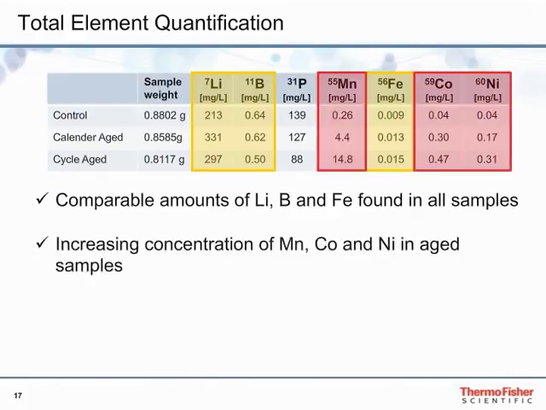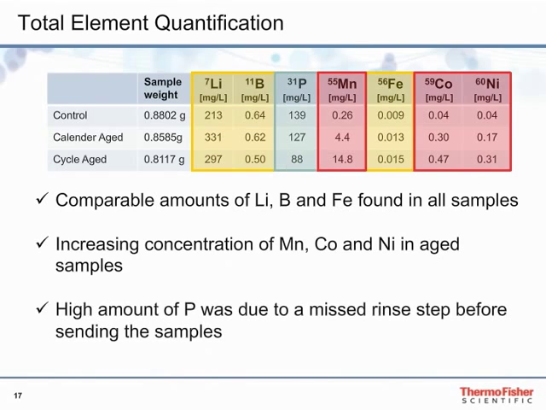Results from manganese, cobalt, and nickel indicate that the metal concentration increased with the increasing age of the anode sample. The concentrations of these elements were highest in the cycle-aged anode, indicating that the cycle-aged anode had experienced the greatest wear and tear. A relatively high concentration of phosphorus was found in all samples.